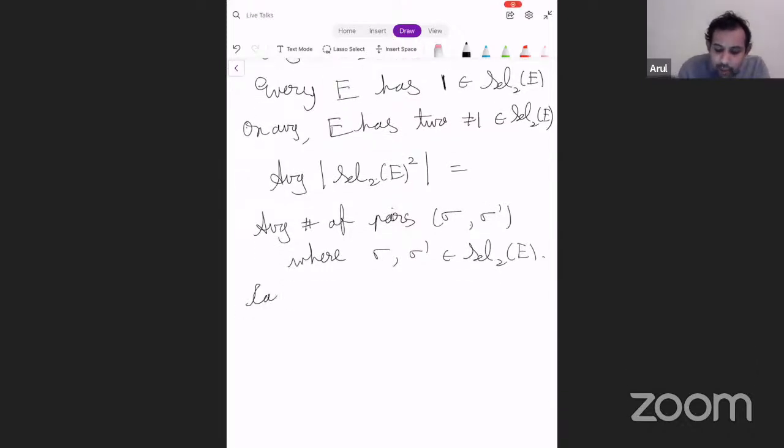So let's divide up these pairs into cases. Case one, let's say sigma is the identity. Now, if sigma is the identity, how many sigma primes are there? Well, because there's only one identity element, the number of sigma primes on average is 3.